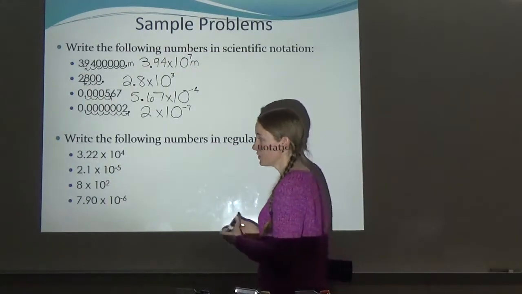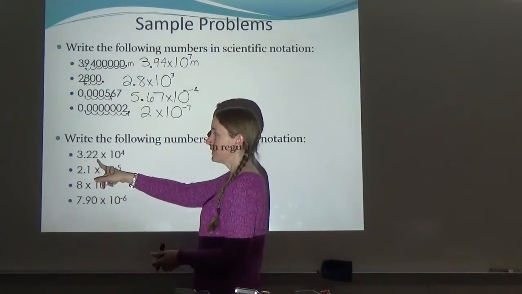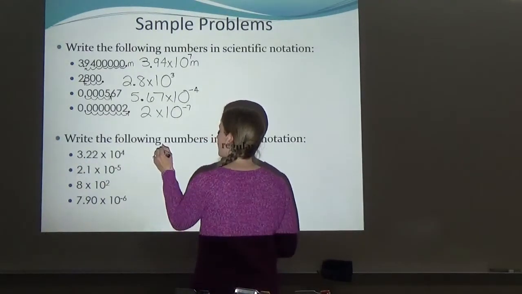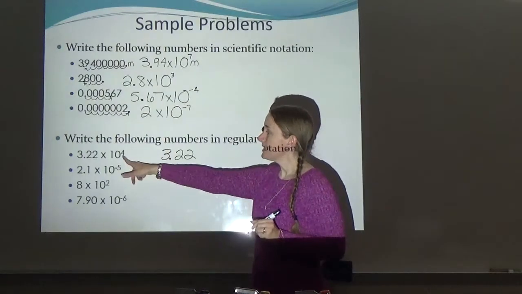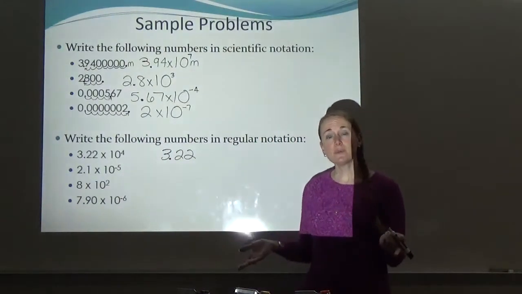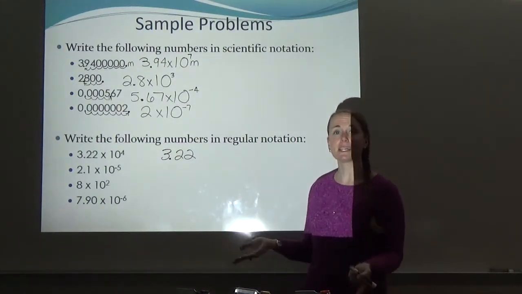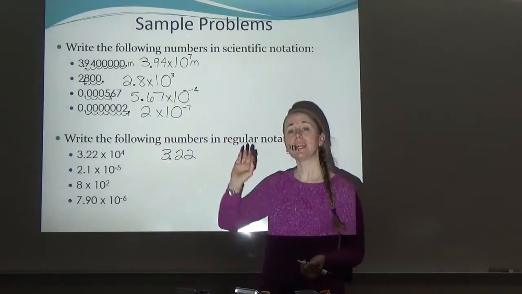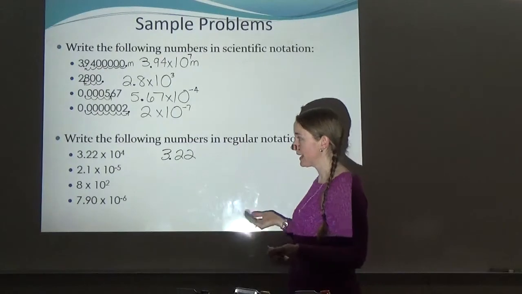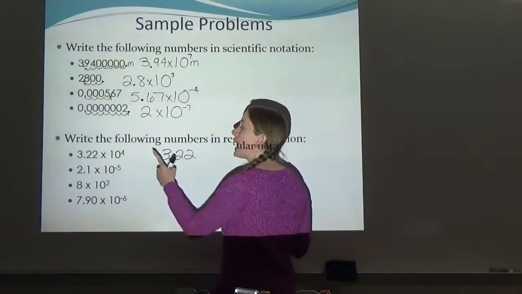notation. So to do that, we just start with the coefficient part of the number. So I have 3.22. Then it says times 10 to the 4. So I know I need to move my decimal 4 places, but I have to decide which direction. And remember, y'all, it's how many places you move the decimal, not necessarily how many zeros you're going to add. All right, so it's 10 to the positive 4.